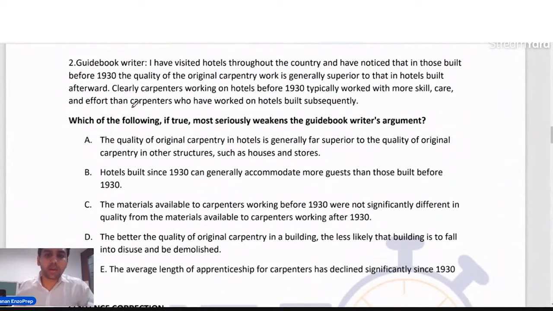This is a CR question. Now, try to use elimination here, all right? Generally in CR, when people start using selection, that's where they start going wrong. If you're using elimination, it'll be very straightforward. You'll be able to get the answer in less than 30 seconds.